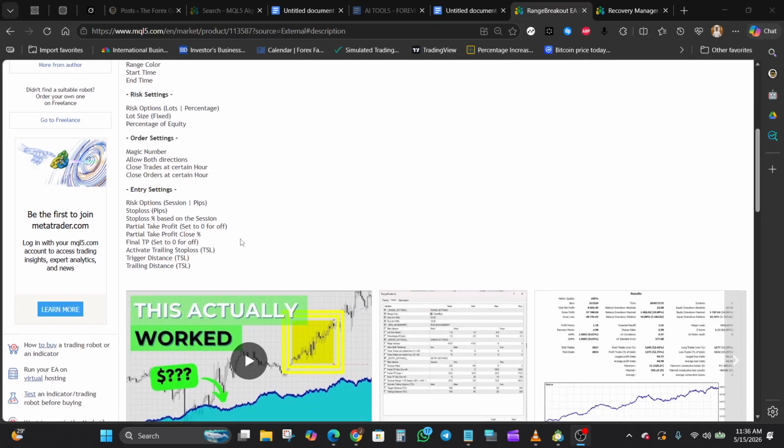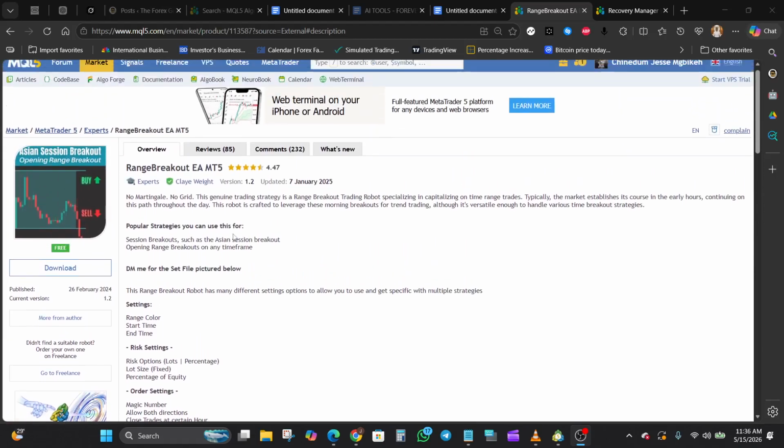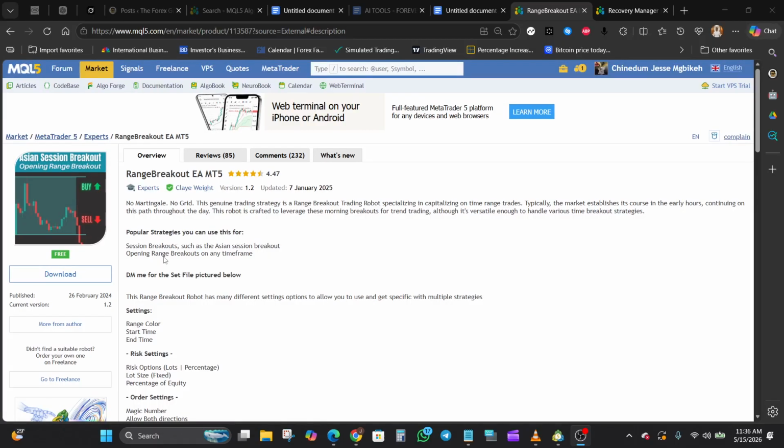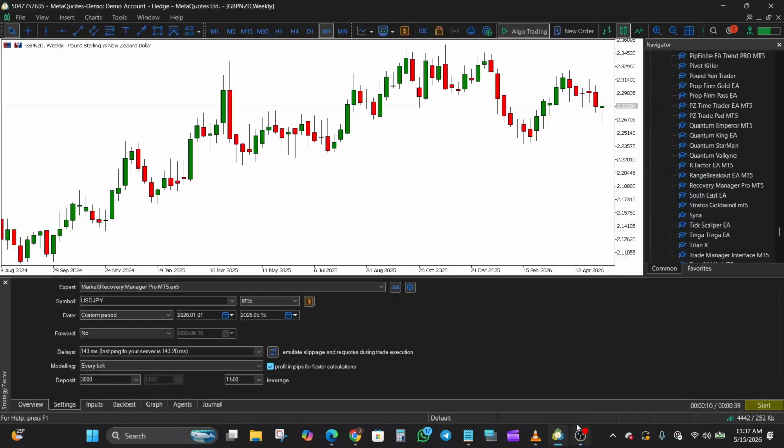All right, so now I'm going to be switching over into the strategy tester to take a look at the historical behavior. Okay, we are going to be testing the Range Breakout EA on a currency pair of our choice and the time frame of our choice, since there was no specified or recommended currency pair or time frame. All right, so having downloaded the EA already, I'm just going to head over to my strategy tester right now.